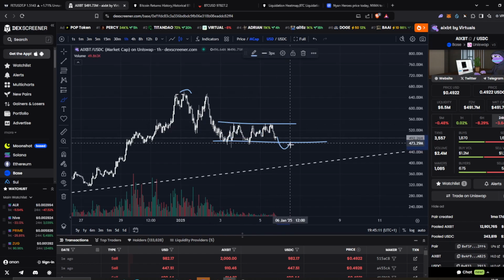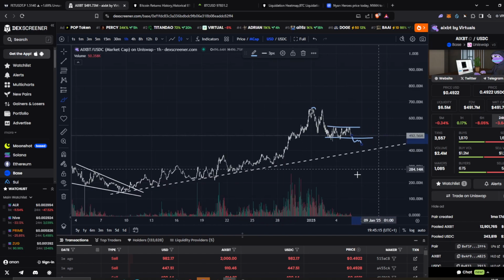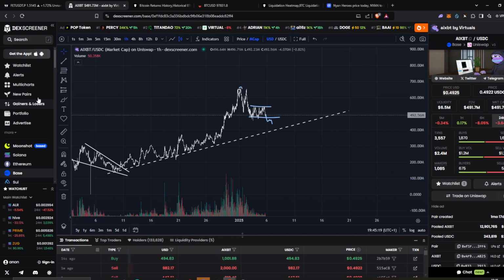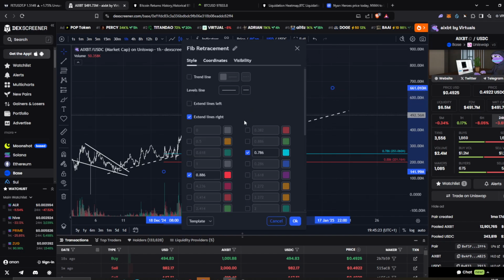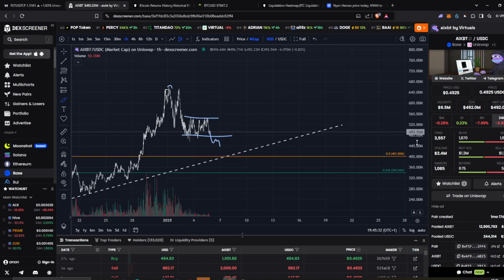In this range, I would not buy spot here. I would not buy spot here. I would be waiting for some type of a larger correction for AXBT. There is a chance that it keeps going up, but it's not likely. Let's add some fibs on top of here to see how things move. Yeah, so we are at 490.